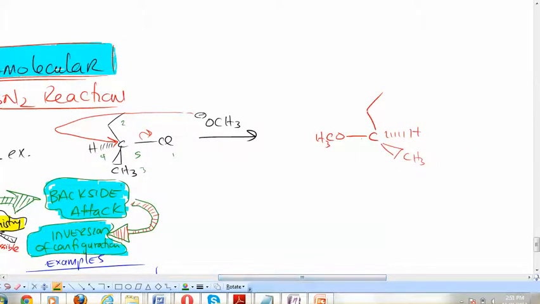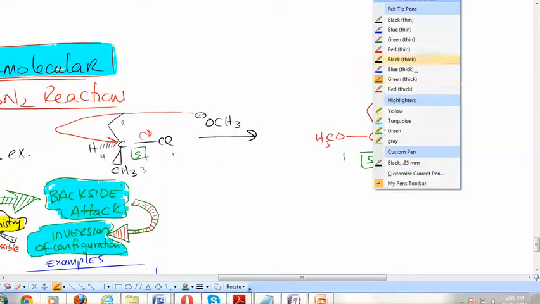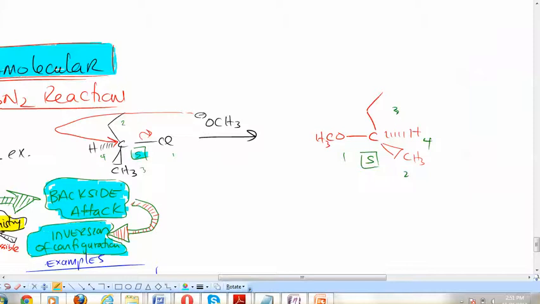So in this case here, this is going to be 1, 2, this is 3, this is 4. Fourth priority group is away from us, we keep the configuration. In this case, this is S. So did we get an inversion of stereochemistry, or did we not get an inversion of stereochemistry? No inversion, because it's the same.